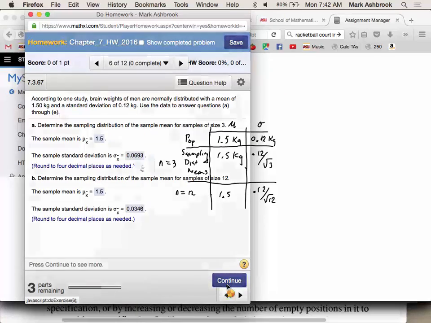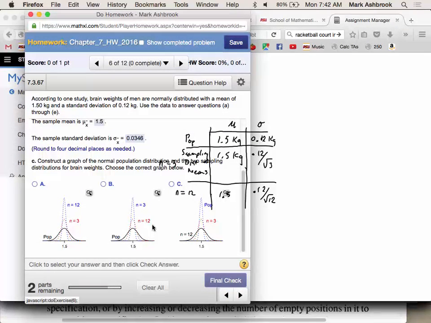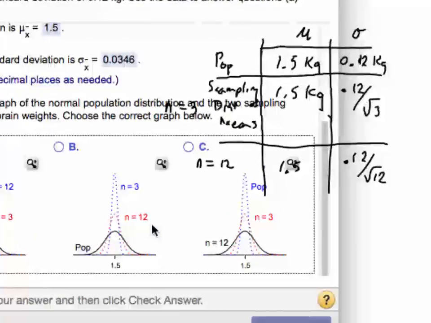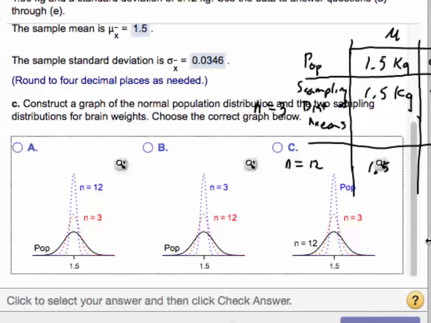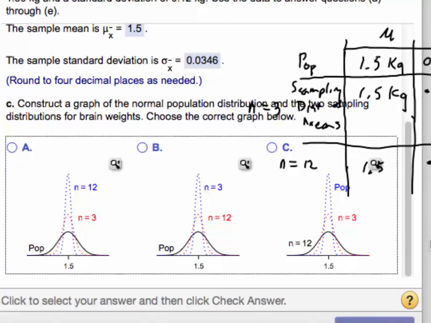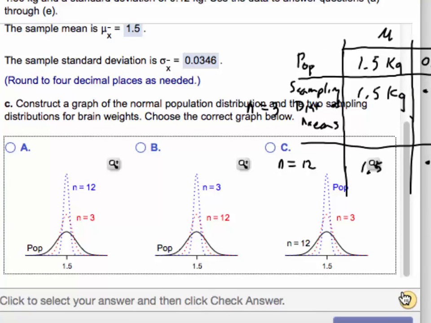Three parts remaining. Okay, so then they want us to choose, start the graph, for 12 and 3. It's going to be A. What's the difference between them? Oh, I see. Okay, so right. So we got all 3 to keep track of.